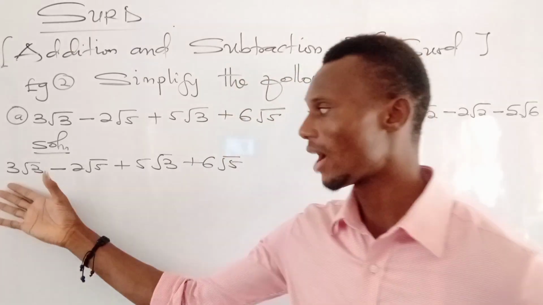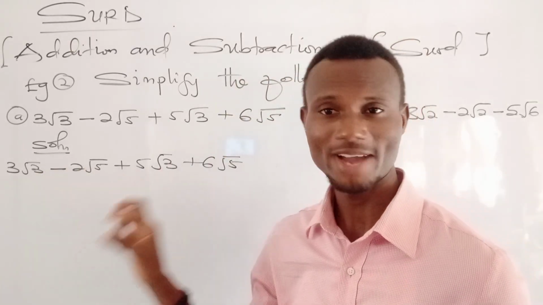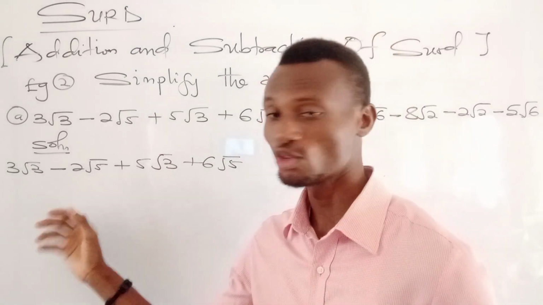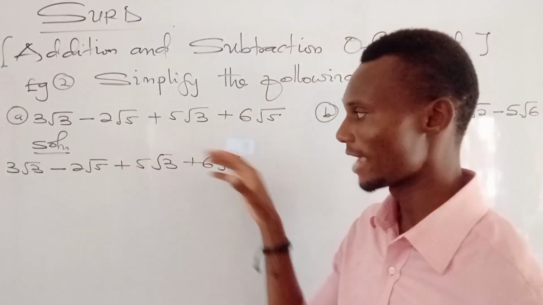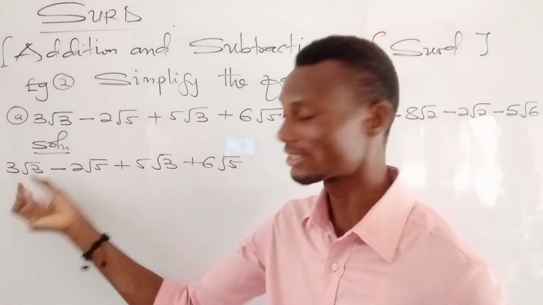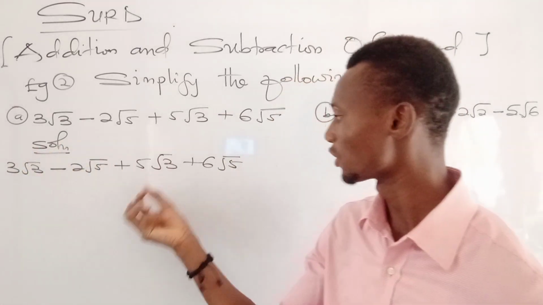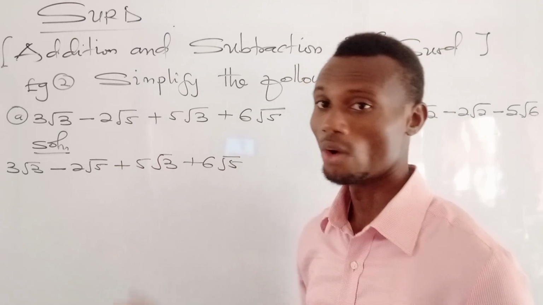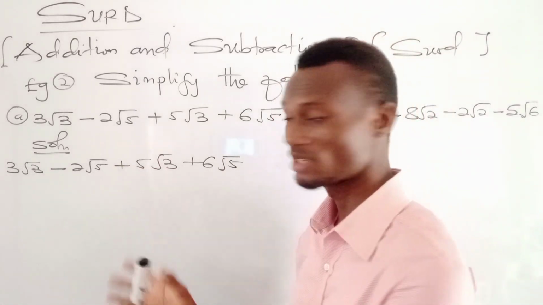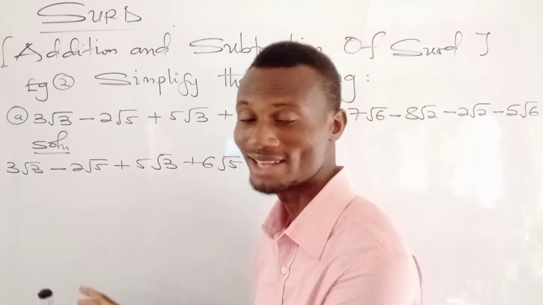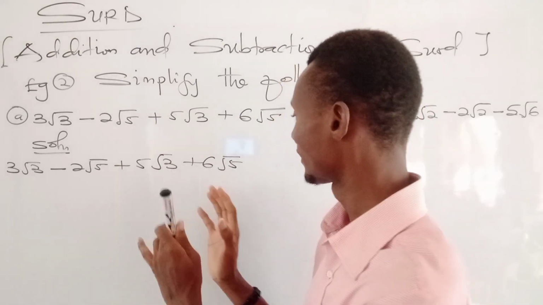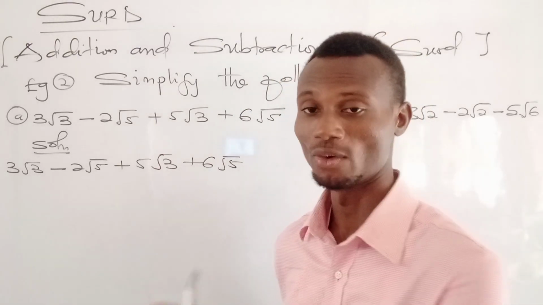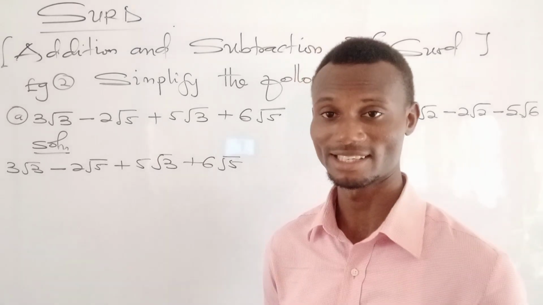Before we go ahead and simplify this one, the first step is that we need to group like terms. We can see that some of the terms contain root 3 and some contain root 5. So we are going to group all the terms that contain root 3 on one side and all the terms that contain root 5 on one side. I hope the explanation is clear enough.